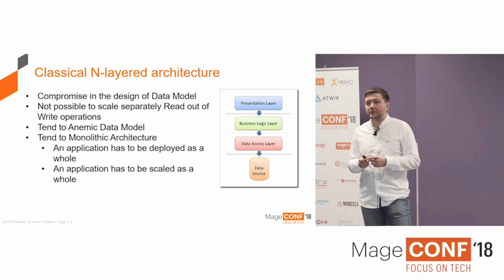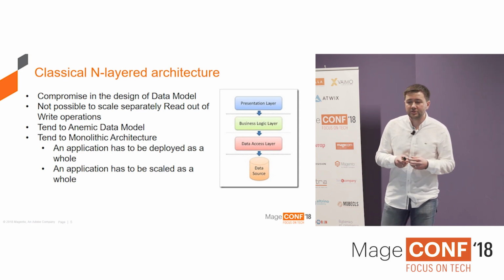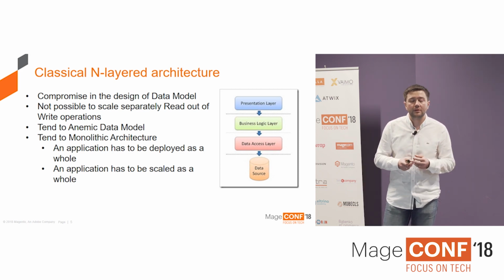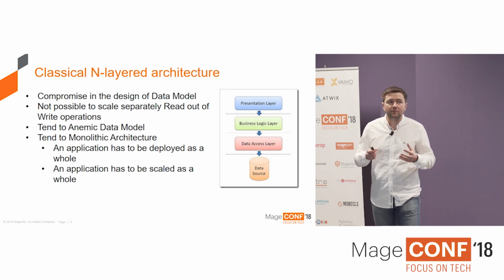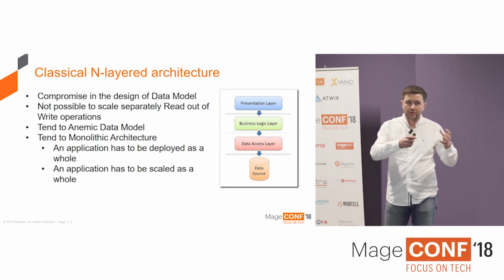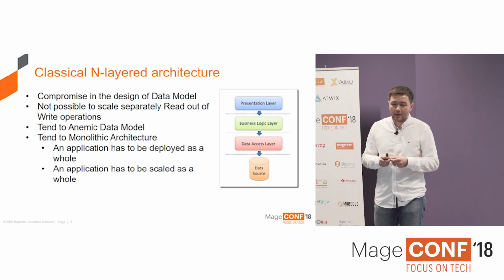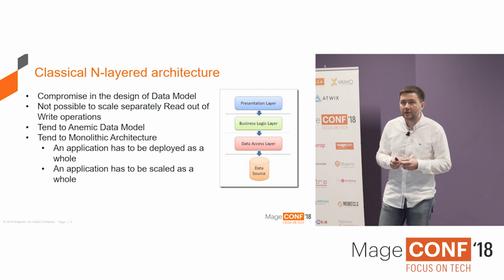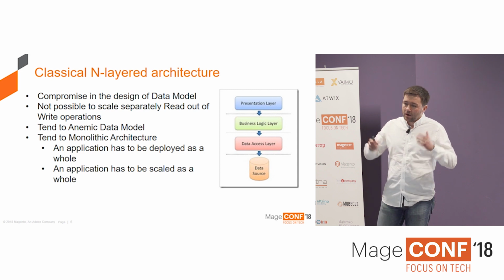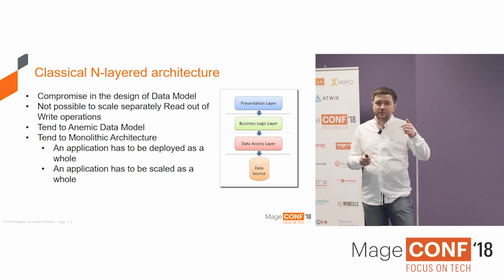And the monolithic architecture doesn't allow the application to be deployed separately by modules or by functional areas. The scalability of Magento 1 could be accomplished just when Magento 1 was deployed as a whole instance in a particular physical or server environment. So the application has to be scaled as a whole, and all our requests, both reads and writes, were going through all these layers.